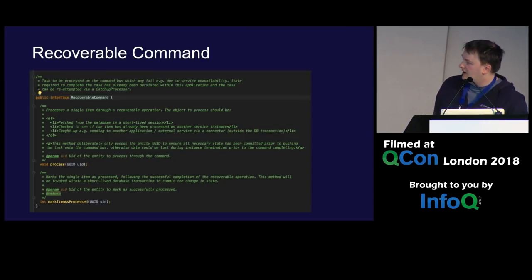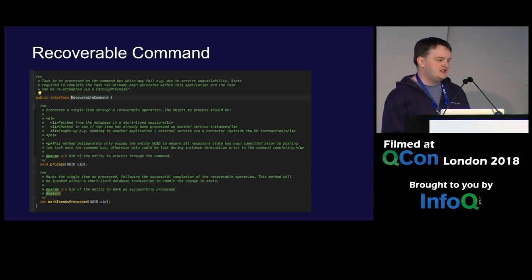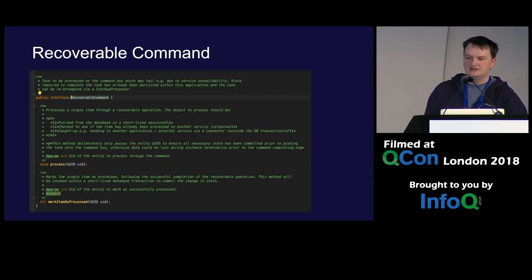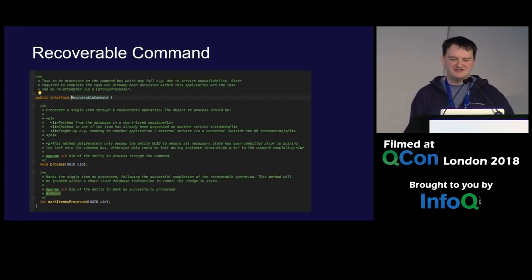And here, the eagle-eyed among you can read that, is our recoverable command interface with its two methods on it. One asking what needs to be done, and the other asking how do I mark it as done.